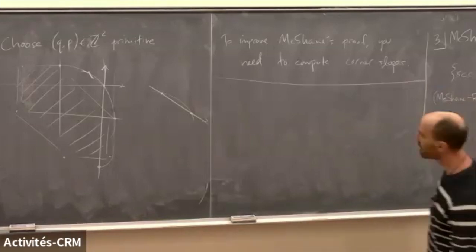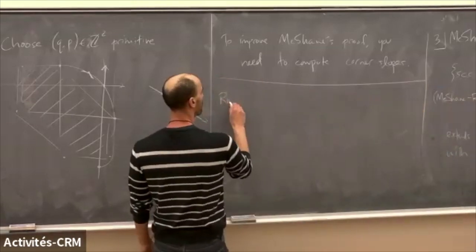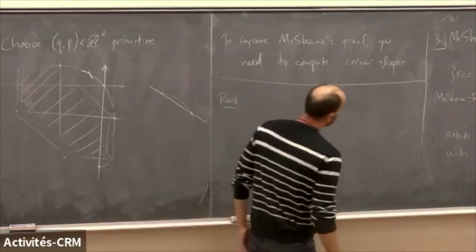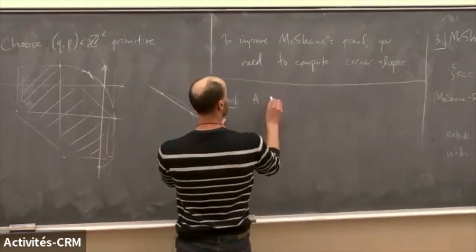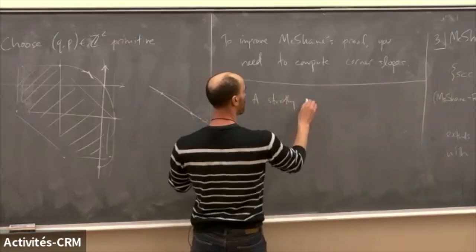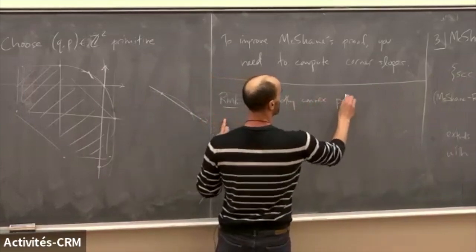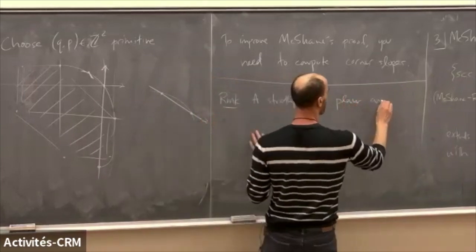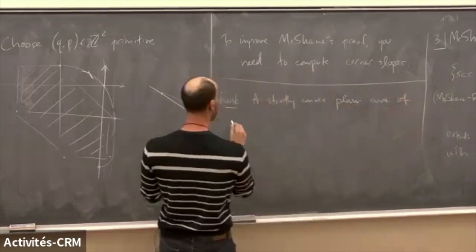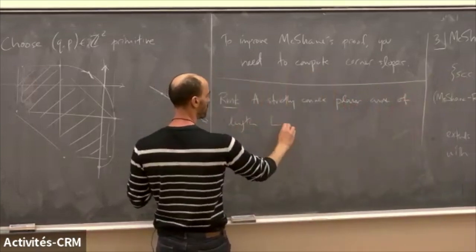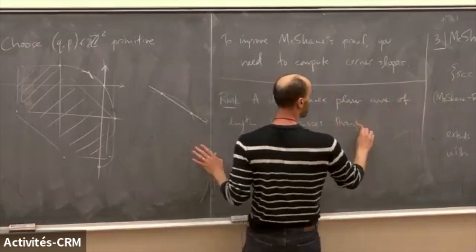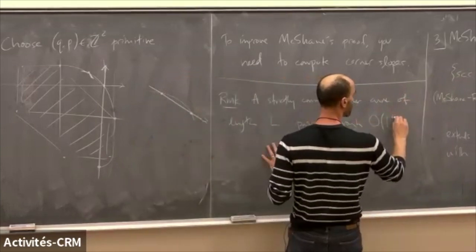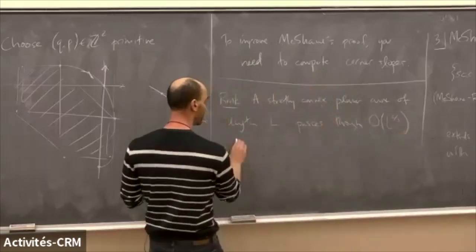Well, maybe before I do that, I just want to make a remark. So, right, a strictly convex planar curve of length L passes through big O of L to the 2/3 lattice points.